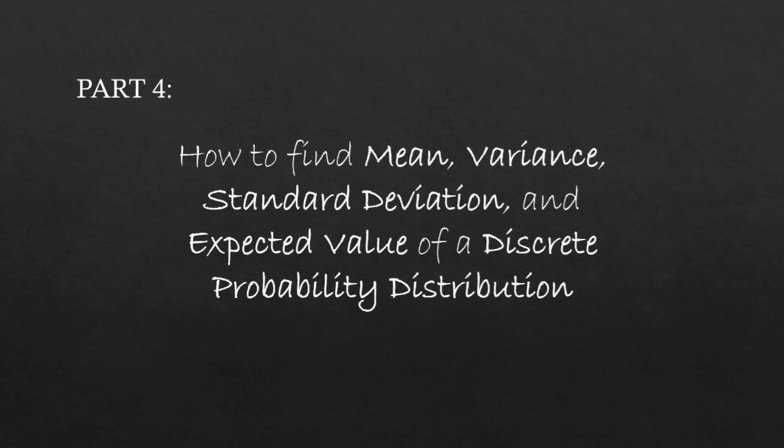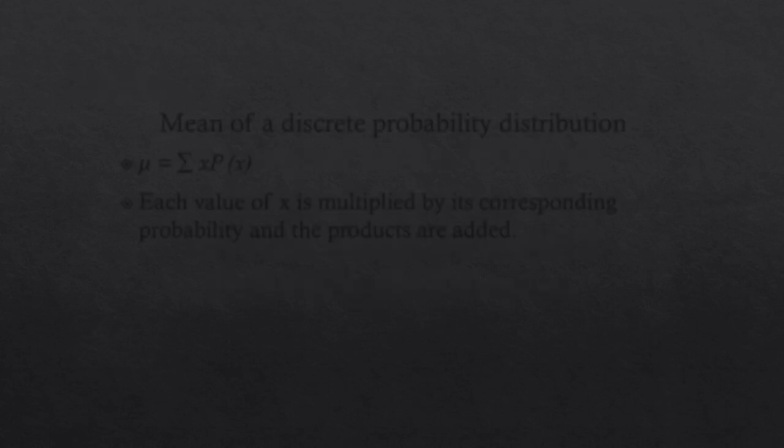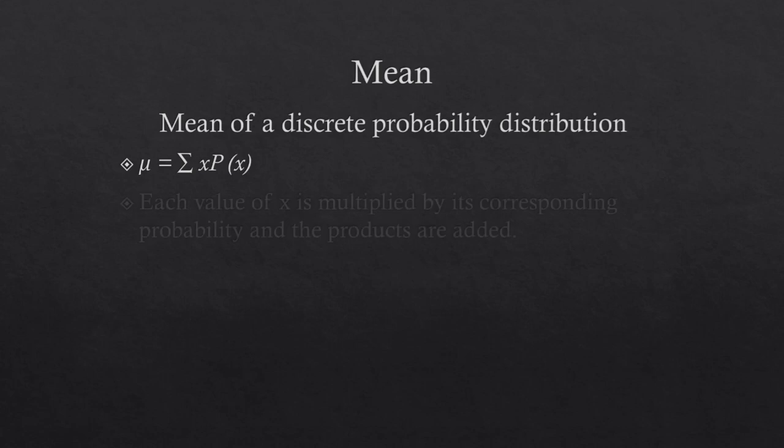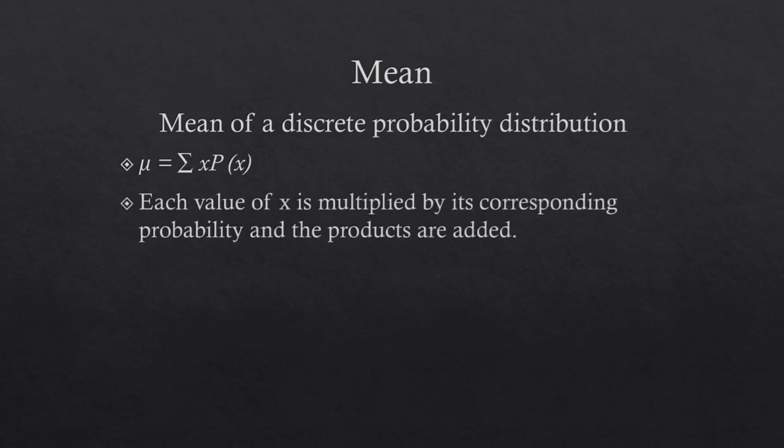So the last part is how to find mean, variance, standard deviation, and expected value of a discrete probability distribution. First is mean. The mean of a discrete probability distribution. The formula is mean is equal to the summation of x times p of x. Each value of x is multiplied by its corresponding probability and the products are added.